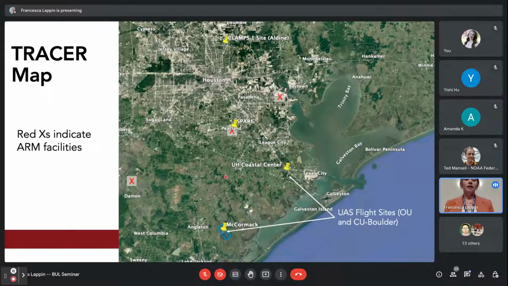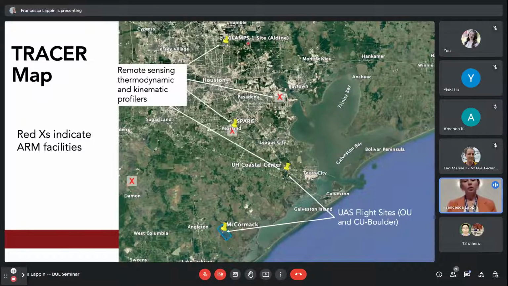So here is the spread of observation equipment. On the last slide, where we saw a bunch of different radars and scanning equipment, are at this site. And then there are some scanning profilers or scanning radars at these other two red X's. We have thermodynamic and kinematic profilers. CLAMPS 1 is up north of Houston, what that lidar imagery that I showed in the first slide came from. And then at the coastal center. And Michelle Spencer will be giving a talk in early December that will talk more about this.